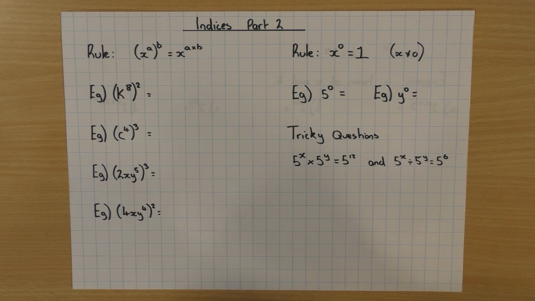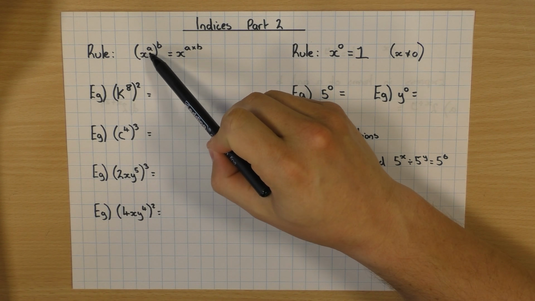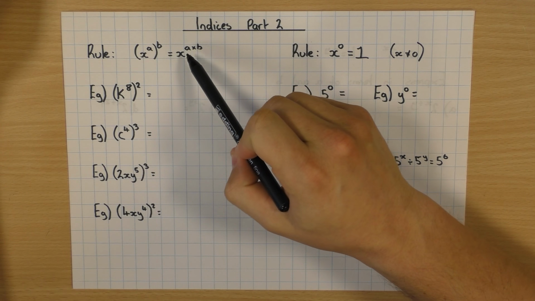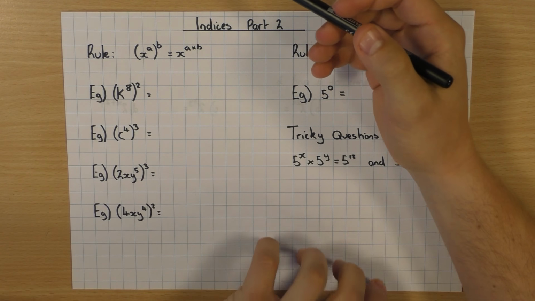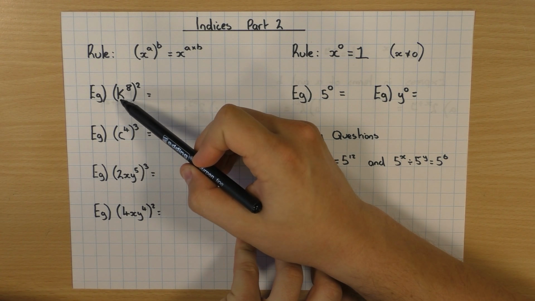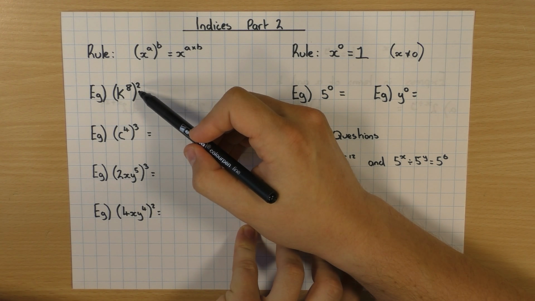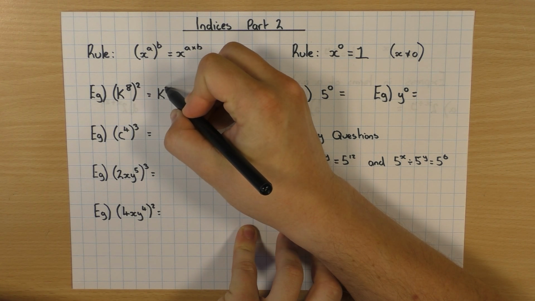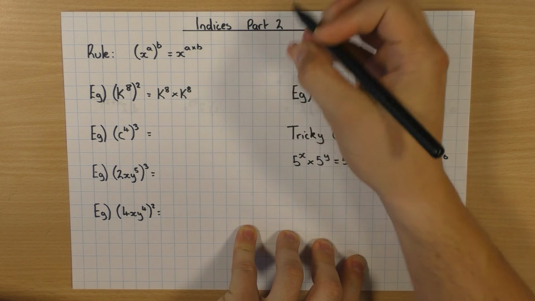So the first one we're going to have a look at is this rule here, where if you have, in this case, say x to the power of a, in brackets, and we have that to the power of b, all that means is that we multiply those two powers. If we have a look why, if I have this example here, k to the power of 8, and all of that is squared, well remember, squared just means times it by itself, so that is exactly the same as saying k to the power of 8 times k to the power of 8.